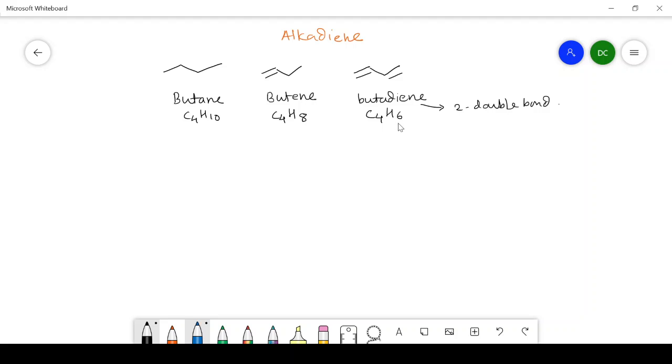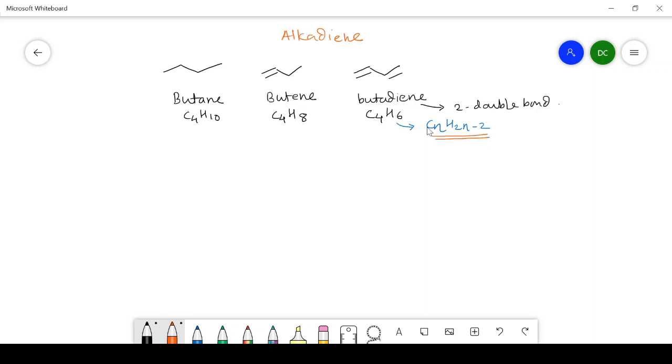Therefore, from the molecular formula of butadiene, we can generalize this molecular formula like this: CnH2n-2. Therefore, acyclic alkadienes have the molecular formula CnH2n-2. A cyclic diene may have a different molecular formula, but in this lecture, as we are going to discuss acyclic alkadienes, this molecular formula is the important one.